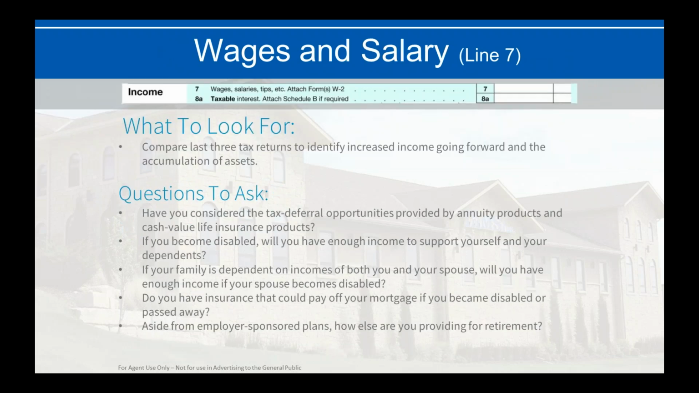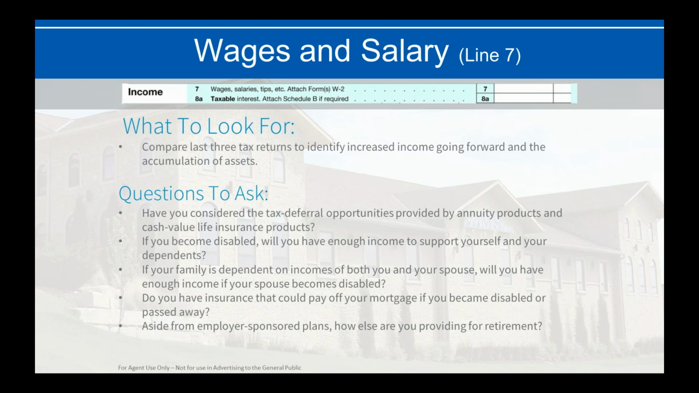Wages and salary, line 7. Some things to look for here would be increased income going forward. And again, this says compare the last 3 returns, but we may not necessarily have 3 returns in front of us at the time, but a question could be, did your income increase over the last year or so? So, some questions that could lead you to further business. Have you considered tax deferral opportunities that are provided by annuity products and cash value life insurance? Again, the disability question comes up.